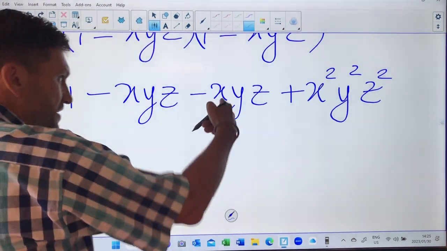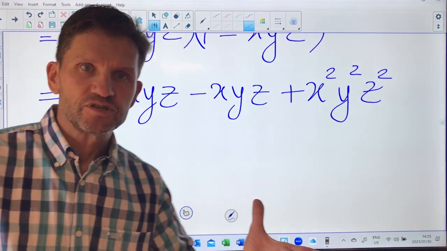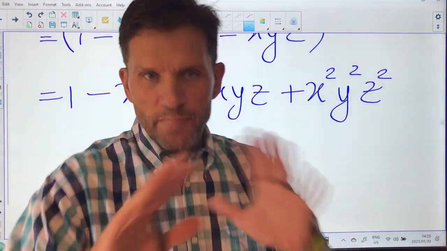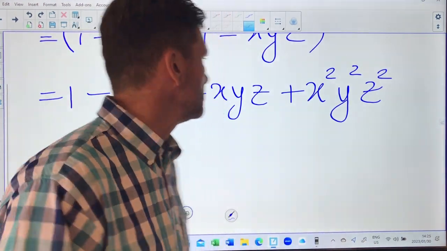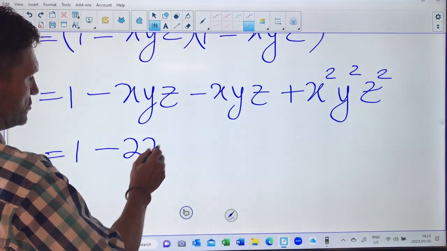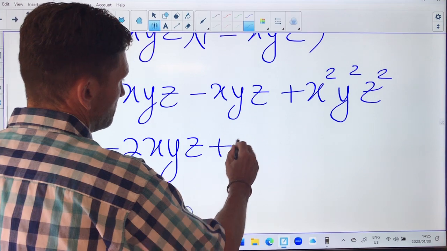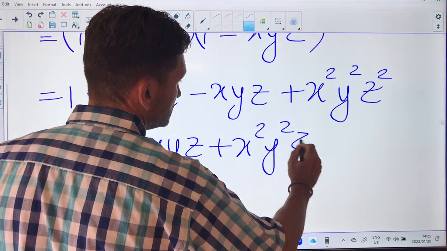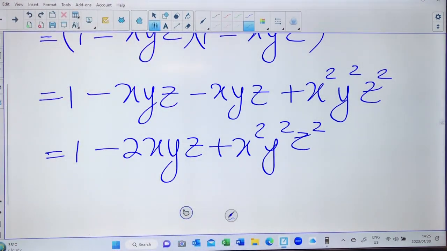These two can be added, but remember, if we add like terms, we do not change the powers. That only happens if we divide or multiply. So this is 1 minus 2xyz plus x squared y squared z squared. No change in the powers here. No change.